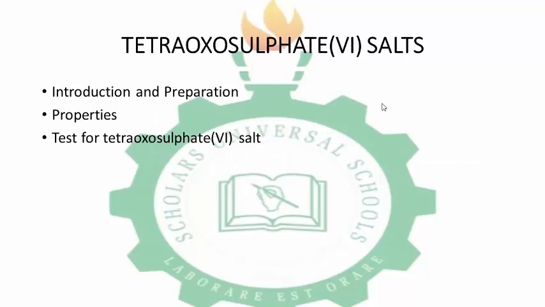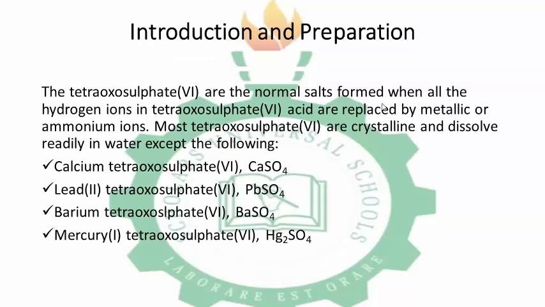Now to tetraoxosulphate(VI) salts. Under tetraoxosulphate(VI) salts, we're going to talk about their preparation, properties, and also how we can test for them in the lab. Tetraoxosulphate(VI) salts are normal salts formed when all the hydrogen ions, please take note of the word all, in the tetraoxosulphate(VI) acid are replaced by metallic or ammonium ions. Most tetraoxosulphate(VI) salts are crystalline and dissolve readily in water, except the following.